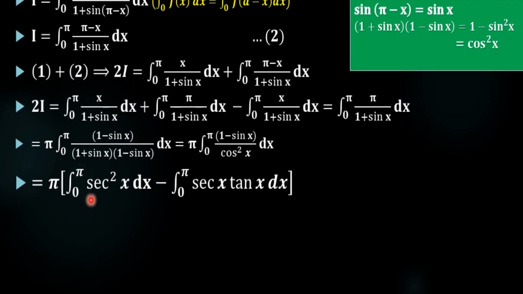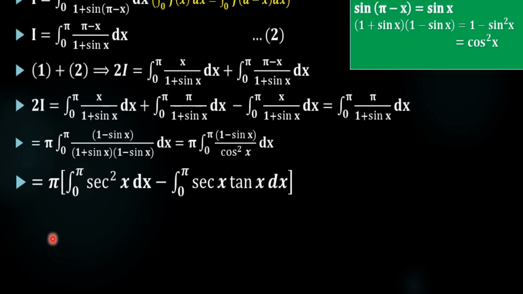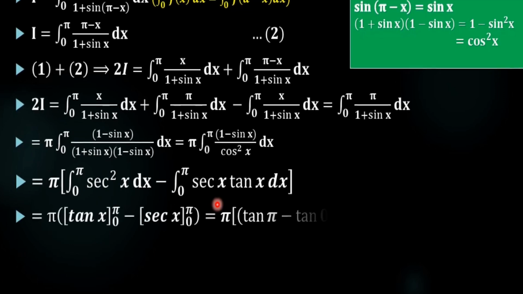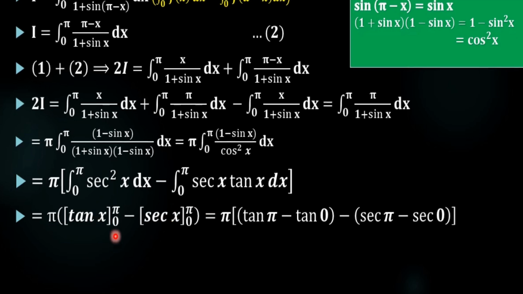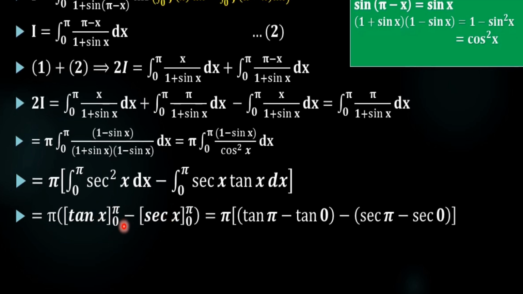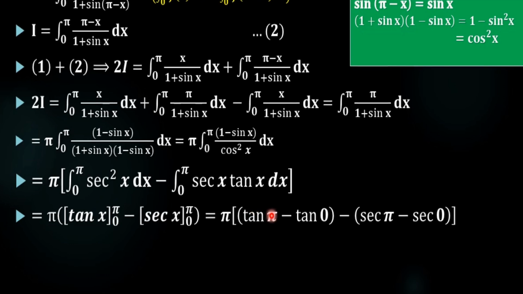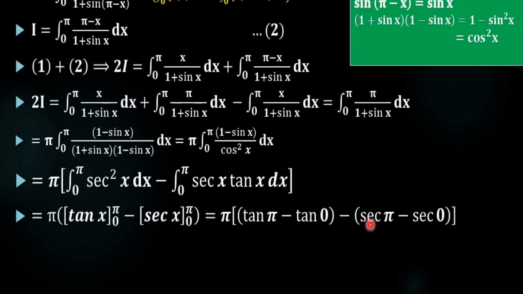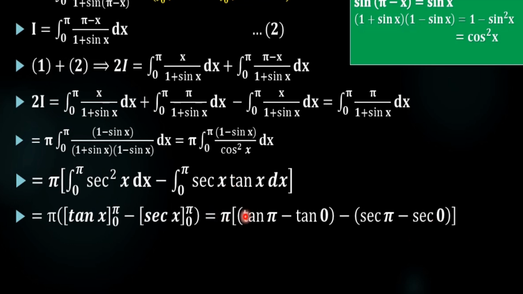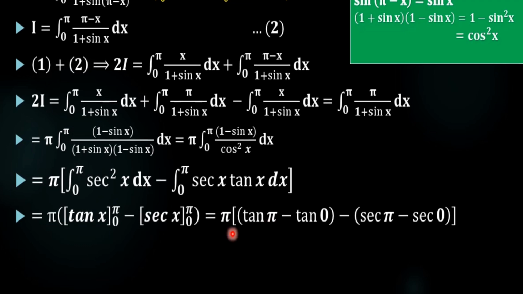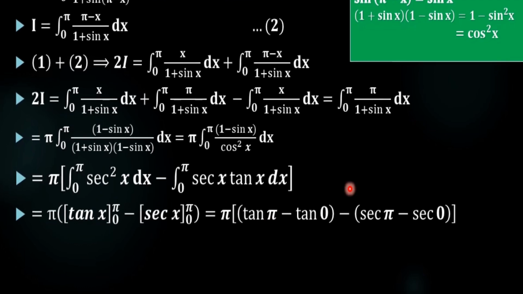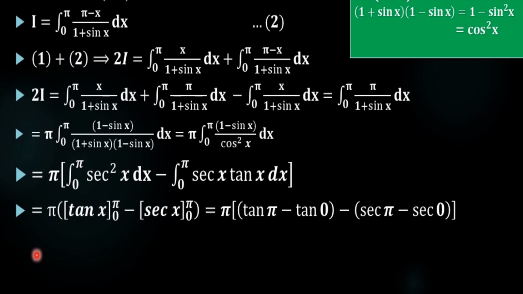Now, what is the integral of sec square x? That is tan x. And the integral of sec x tan x is sec x. Next, we have to apply the limit from 0 to pi. Then what is that? Tan pi minus tan 0 minus sec pi minus sec 0, into pi. What is tan pi? That is sin pi by cos pi. Sin pi is 0, so tan pi is also 0. Tan 0 will also give 0.